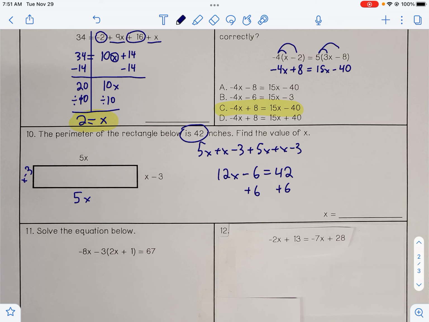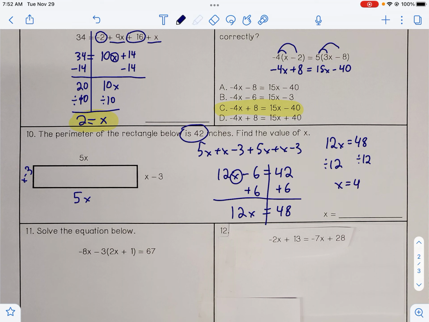From there, we can add 6 on both sides and solve the equation normally. So we'll have 12x equals 48. Divide by 12 for our final answer of x equals 4.